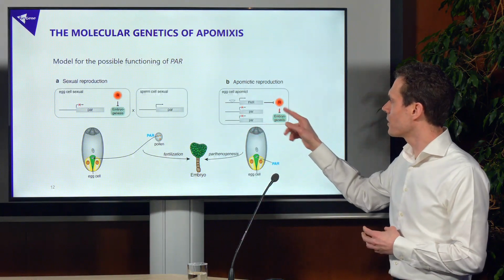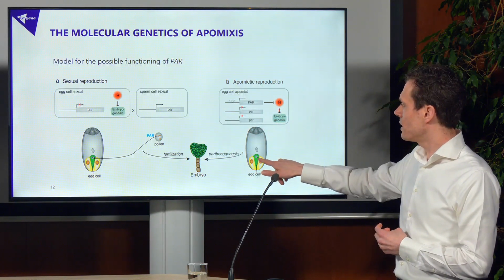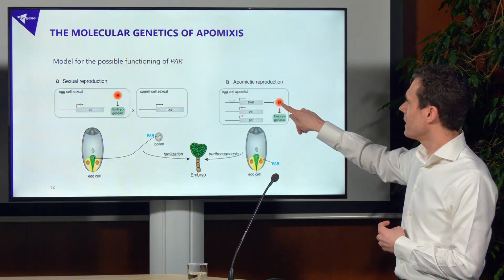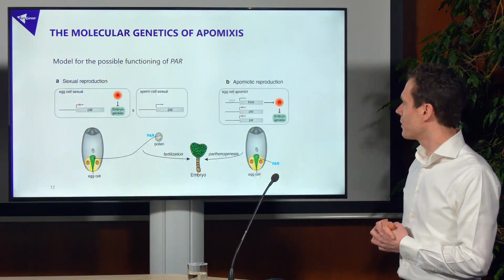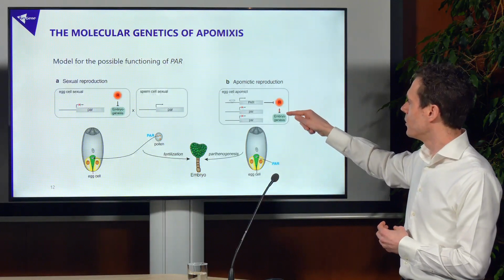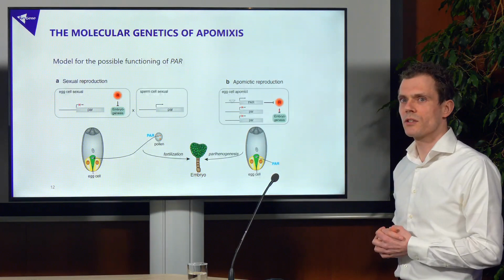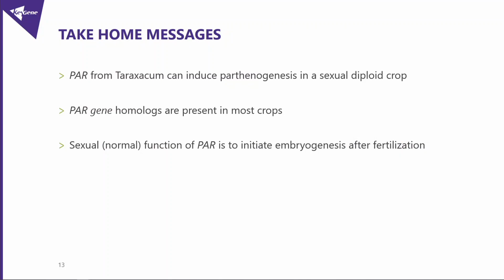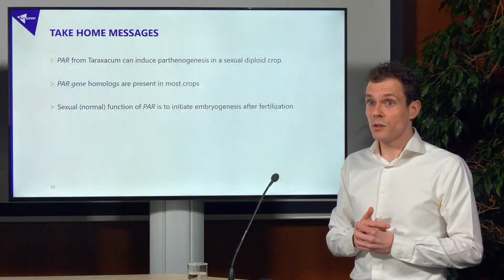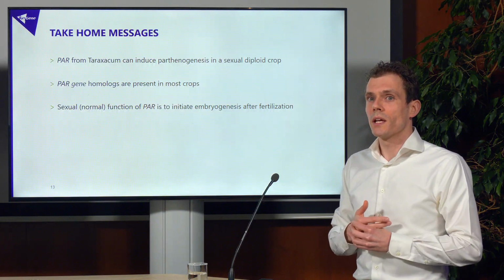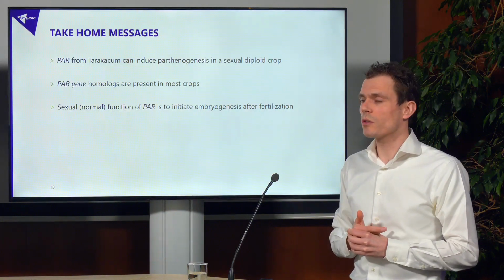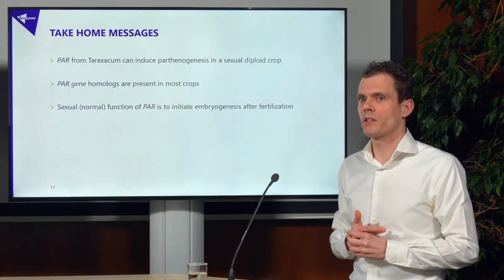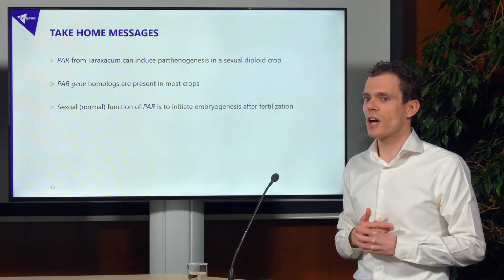Whereas in apomictic reproduction, we know that the parthenogenesis gene is expressed in the egg cell, and thereby it can already actively inhibit the repressor of embryogenesis, and by inhibiting the repressor, you get a spontaneous start of the embryogenesis program. So, the parthenogenesis gene from the common dandelion can induce parthenogenesis in a sexual crop. There are PAR gene homologs present in most crop species, and the sexual or normal function of the parthenogenesis gene is to initiate embryogenesis after fertilization.